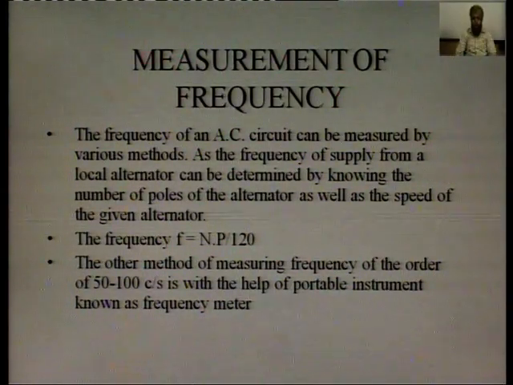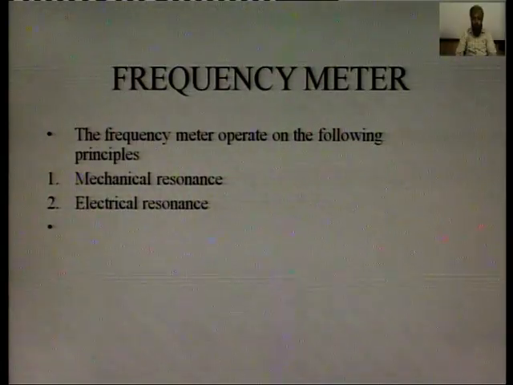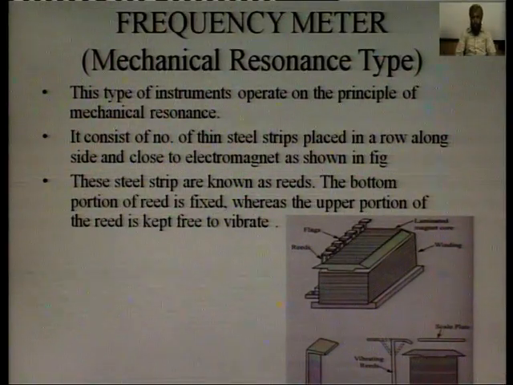The other method of measuring frequency of the order of 50 to 100 cycles per second is with the help of portable instruments known as frequency meters. The frequency meter operates on the following principles. First one is mechanical resonance, second is electrical resonance. A frequency meter based on mechanical resonance type. This type of instrument operates on the principle of mechanical resonance.